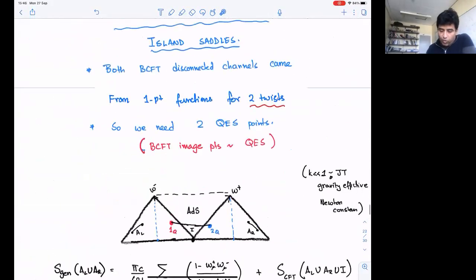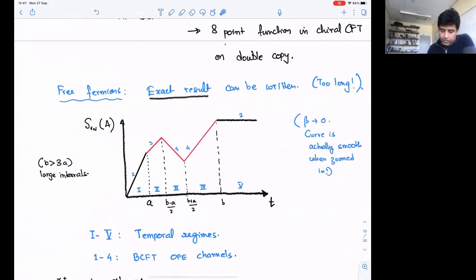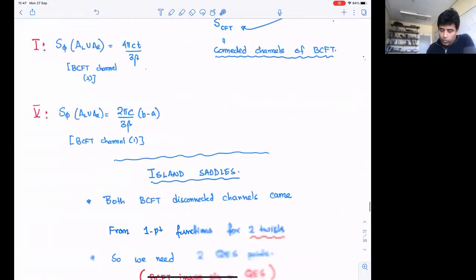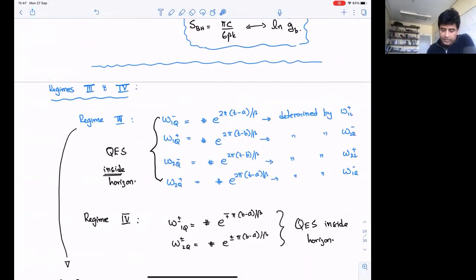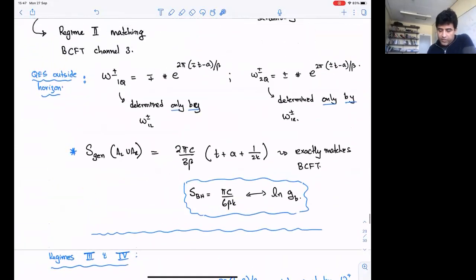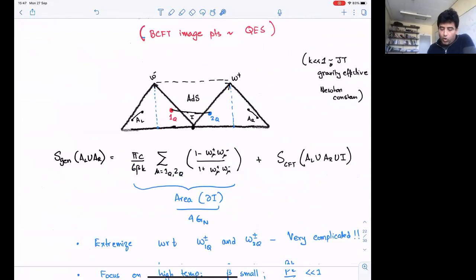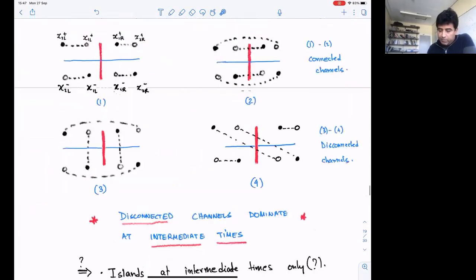The regimes 3 and 4, which are describing the dip, this regime and this regime, which are controlled by the disconnected BCFT channel 4. Well, if you follow the calculation from the gravity side, you discover that these correspond to when the quantum extremal surfaces lie inside the horizon. And you can solve for the coordinates of these points, and you discover that, interestingly, in this regime, the location of this quantum extremal surface is determined by the light cone coordinates of the points of the interval on the left. And similarly, the location of the quantum extremal surface that appears here, this left one, is determined by the locations of these interval points on the right, which is intuitively reminiscent of what's happening with the BCFT channels.